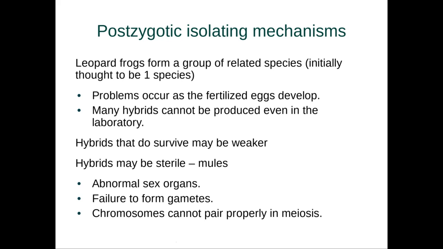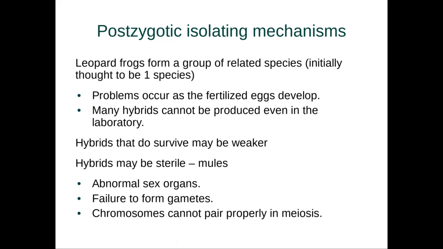Now, when they do produce offspring, it's kind of an interesting phenomenon. They produce eggs that develop. However, let me take a step back. Problems occur as the fertilized eggs begin to develop, and so they kind of just don't produce viable offspring at the end of the day. So the hybrids that do get produced between species of frogs simply don't survive particularly well, and they're typically overall weaker.